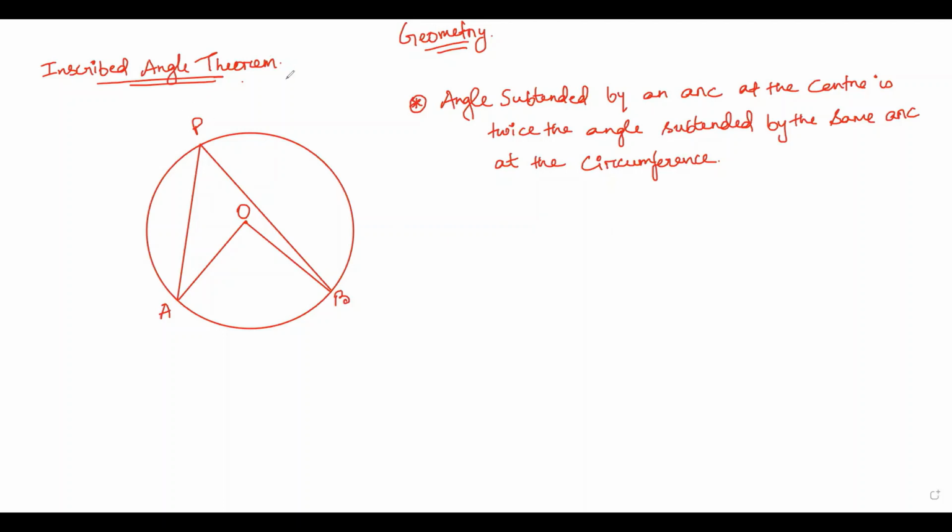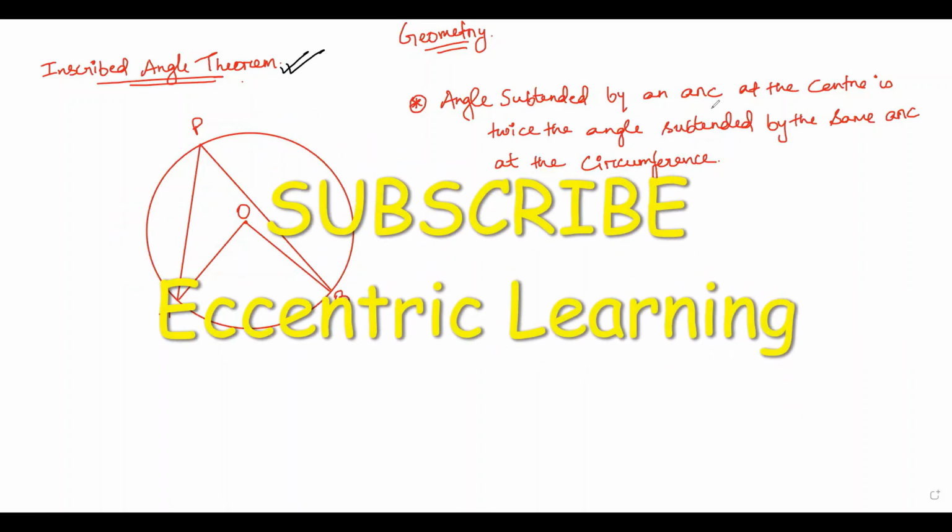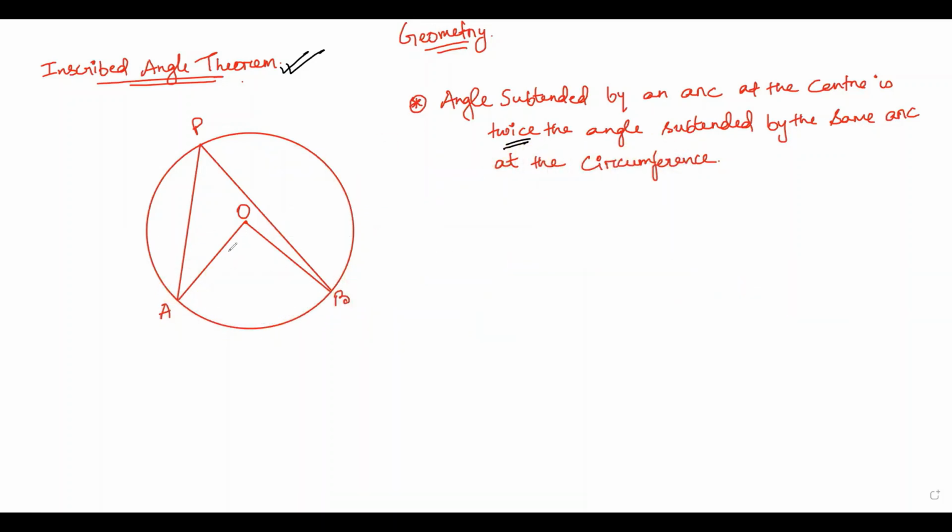Now let us see what is inscribed angle theorem. Inscribed angle theorem states that the angle subtended by an arc at the center is twice the angle subtended by the same arc at the circumference. So if the arc AB subtends an angle theta at the circumference, then the angle subtended by this arc AB at the center would be twice of this angle, that is 2 theta. And this is inscribed angle theorem.